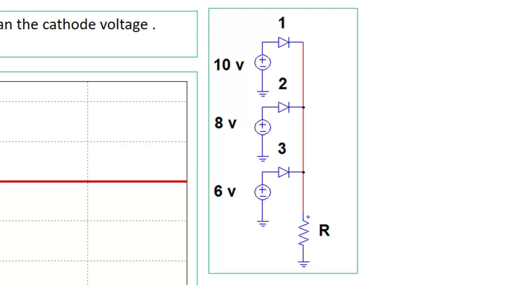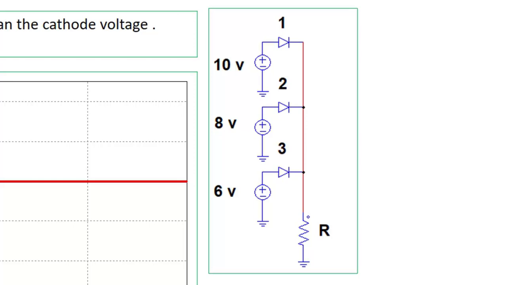Then all three cathodes are shorted, so the cathode voltage of all three diodes becomes 6 volt. Now consider diode number 2. Its anode voltage is 8 volt, which is more than 6 volt, so diode 2 will also conduct. Then come to diode number 1. This 10 volt supply is more than 6 volt, so diode number 1 will also conduct.